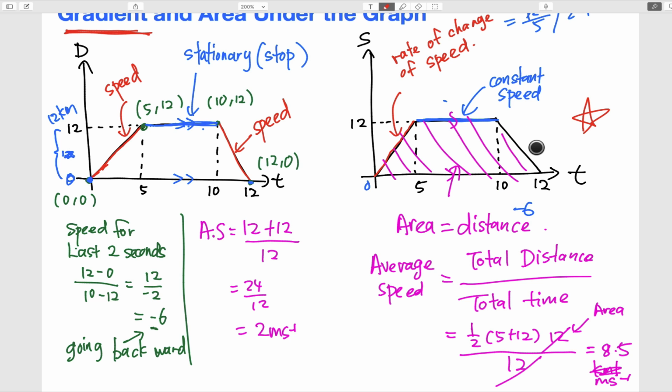Sometimes the exam will ask you to find the distance travelled by the particle at constant speed. That means the question wants to know how far the particle travels at the constant speed. So you need to find the area of the rectangle, which is 5 times 12, which is 60 meters. This is how the question can be tricky.